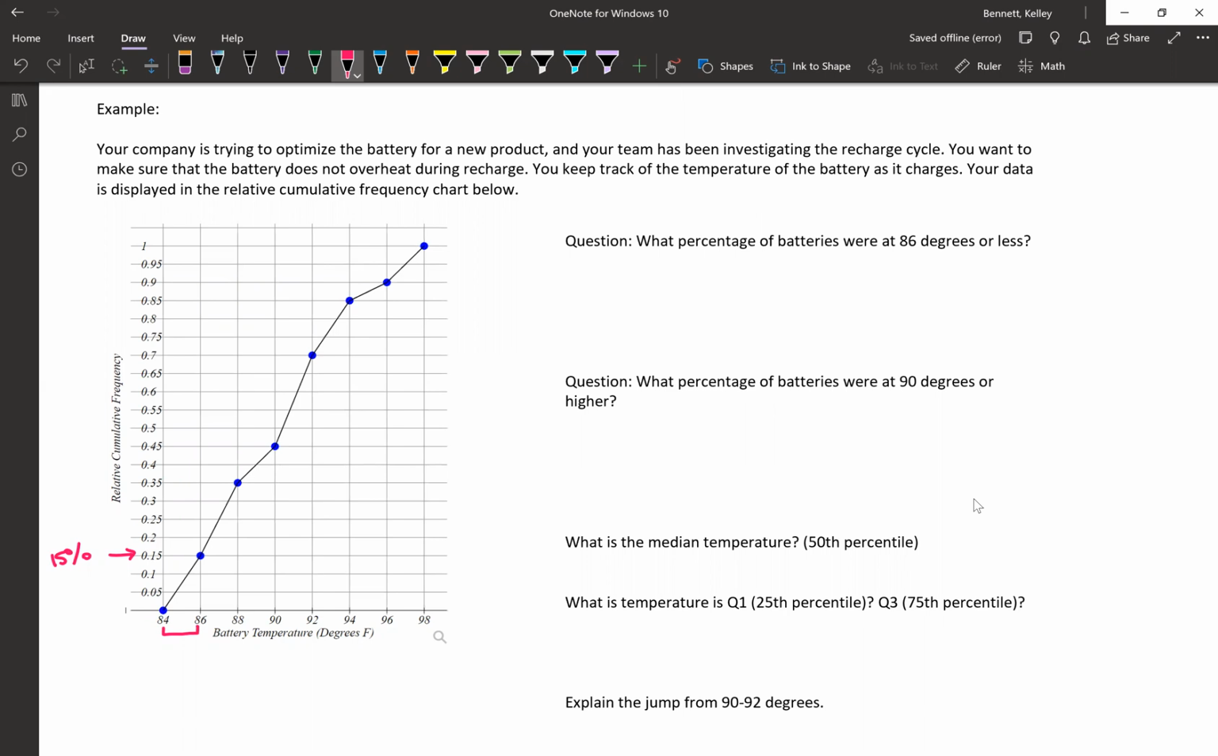It's a little bit misleading because that's the first bracket. So now let's look at 86 to 88. And I look at that far right dot. I'm going to read 0.35, which is the same as 35%. So this does not mean that 35% of batteries were between 86 and 88. So remember, we're looking at cumulative relative frequency here. So actually what this is saying is that 35% is 88 degrees or lower.